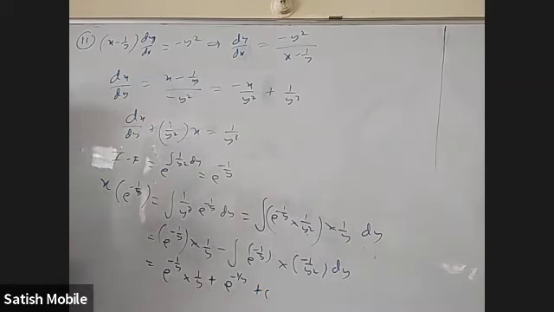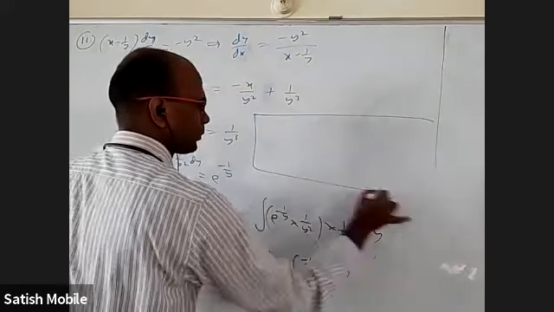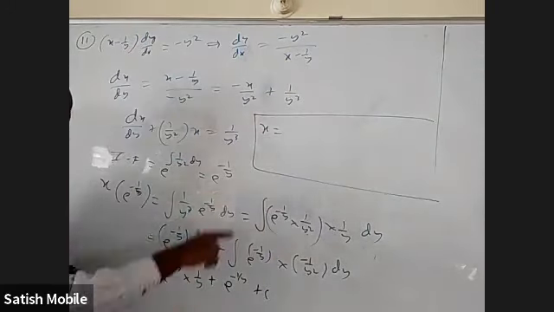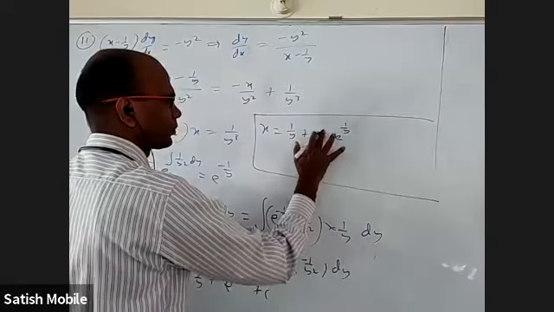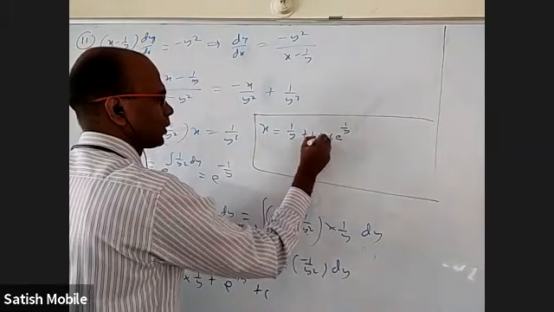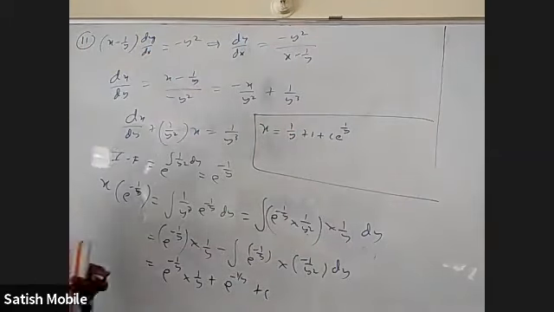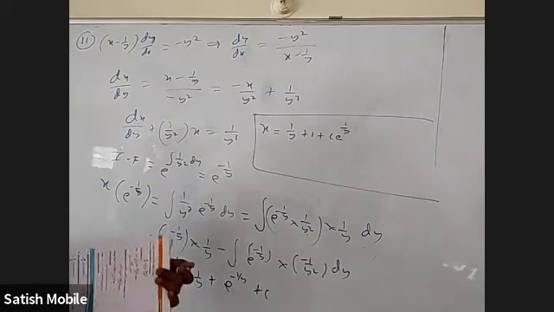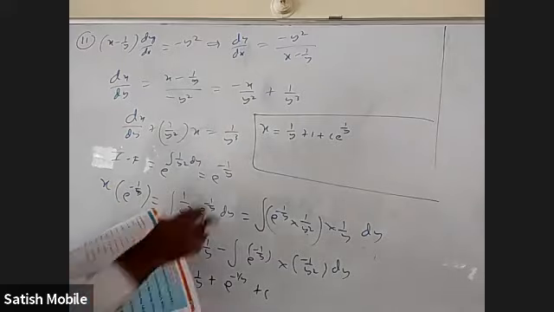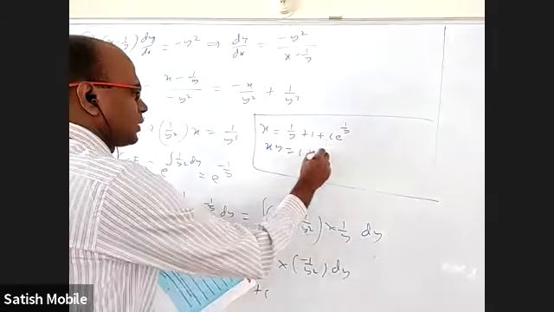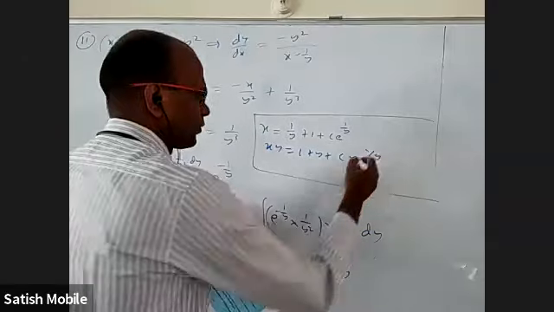All the e power minus 1 by y, if I send that side, I will get x is equal to 1 by y plus 1 plus c e power 1 by y. Then multiplying by y further, we get xy is equal to 1 plus y plus c y e power 1 by y.